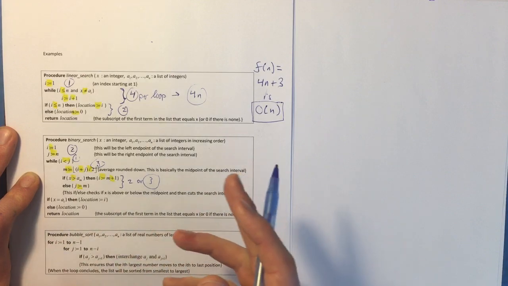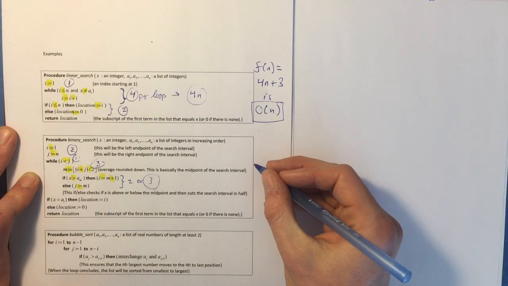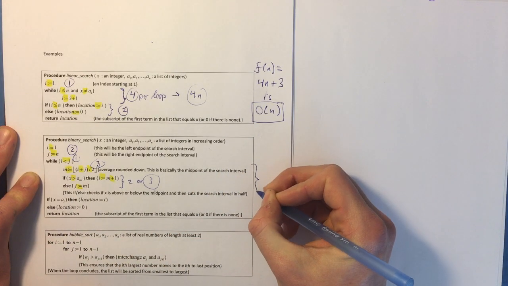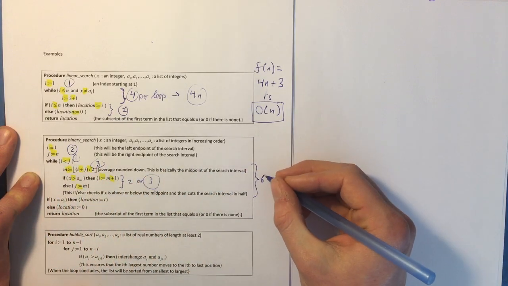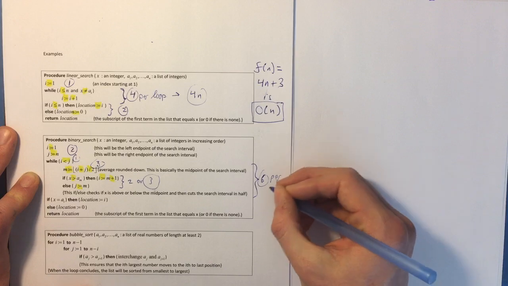And that's the end of the loop. So this while loop here, that entire while loop is going to be 3, 4, 5, 6. Worst case, 6 per loop.